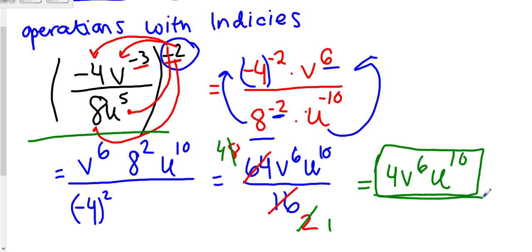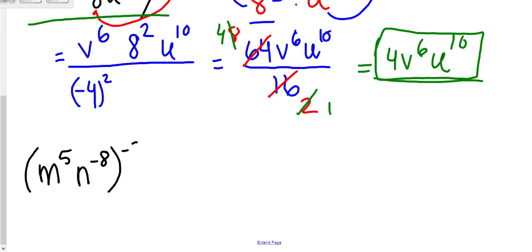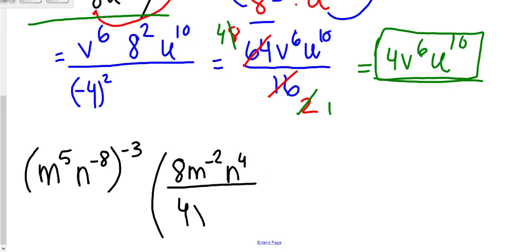Let's do one more together before you work on your own. So this example, let's look at when we have m to the 5th, n to the negative 8, all to the negative 3 times 8, m to the negative 2, n to the 4th, all over 4m to the 6th, n to the negative 7th. There's our problem.